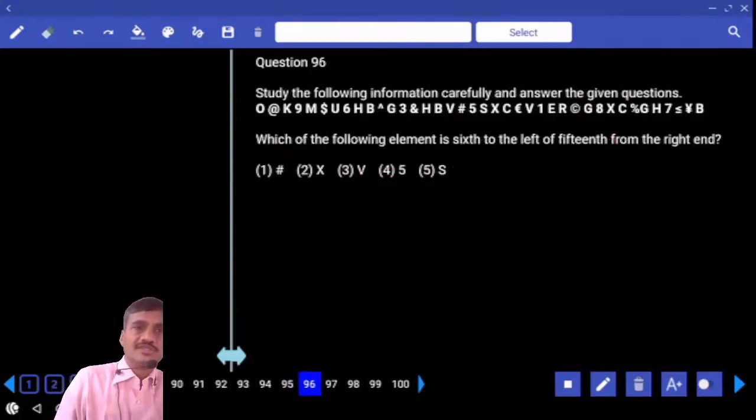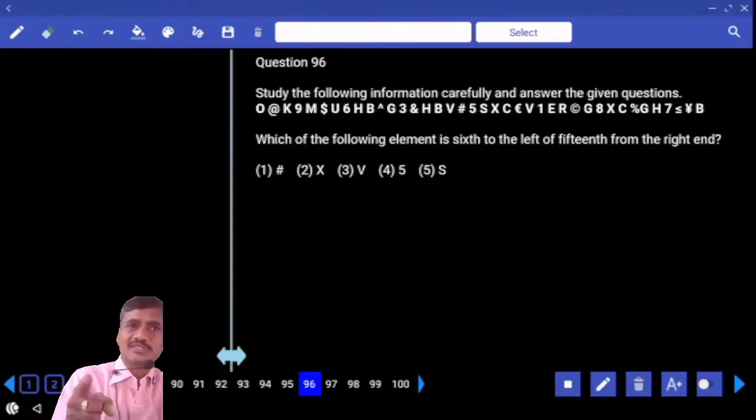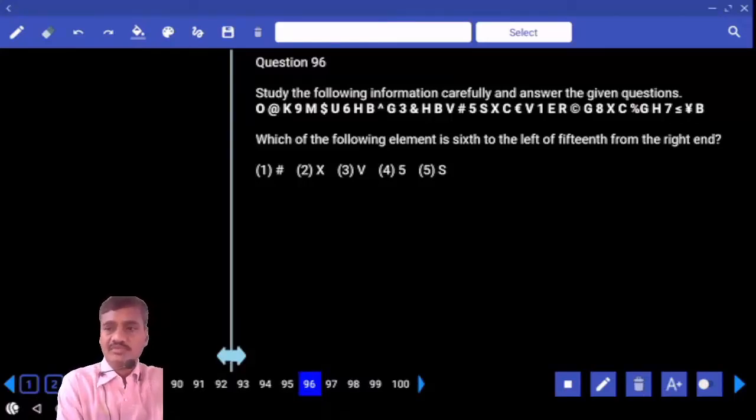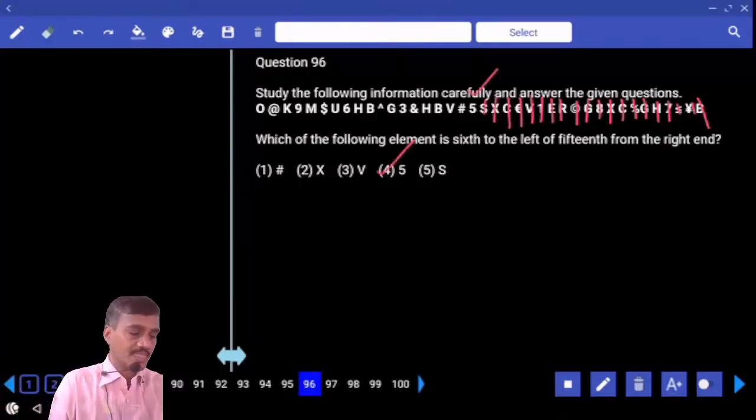96 to 100. Now which category does it come under here? Sequence. Now which of the following is the 8th element? Which of the following elements is 6th to the left of 15th from the right? 15th from the right, and 6th from the left hand. What should we do? Add these two. 15 plus 6 is 21. 21st from the left or right? Alright. 21st: 1, 2, 3, 4, 5, 6, 7, 8, 9, 10, 11, 12, 13, 14, 15, 16, 17, 18, 19, 20, 21. So what is your answer here? 5, choice 4. Then question number 96, it is choice 4.